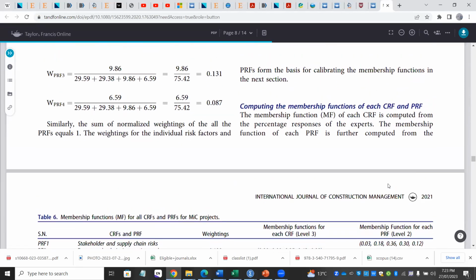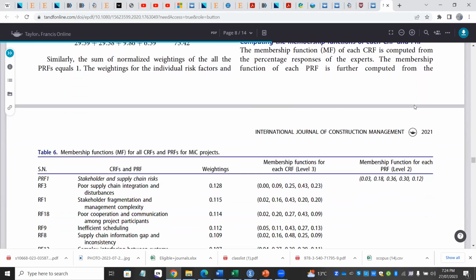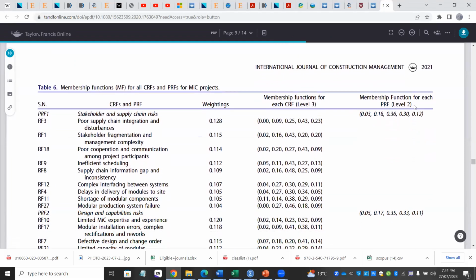So the next thing to do is compute what we call the membership function of each of the factors and then the group. So here, if you see the CRF, he's talking about the critical risk factors. In other words, each of the variables or each of the factors. And then here, he termed his groups as PRF, but it depends on you. You can term your group whatever. It's not a big deal. Okay, so how do we determine the membership functions? This is where I think most people get confused.